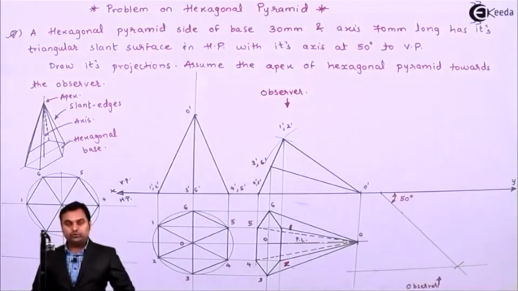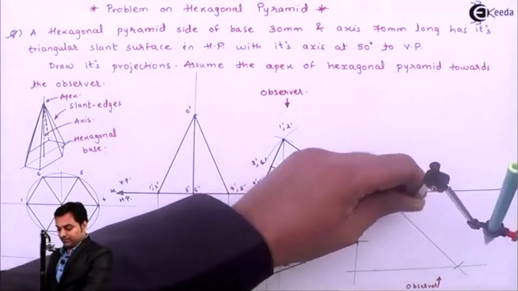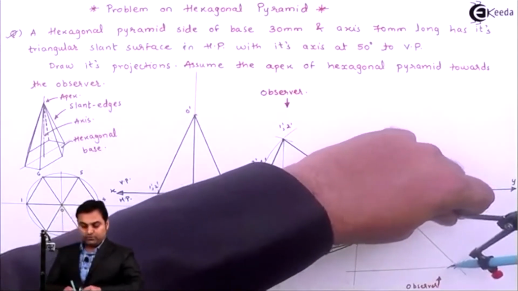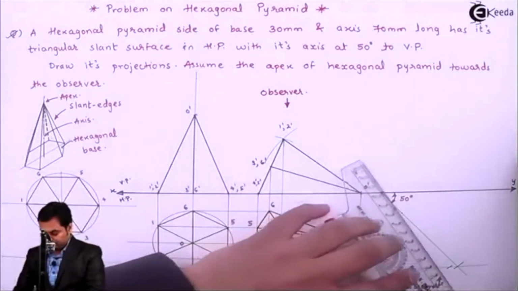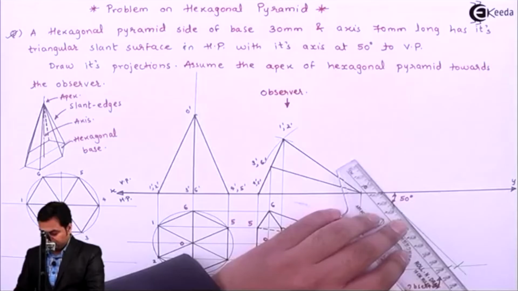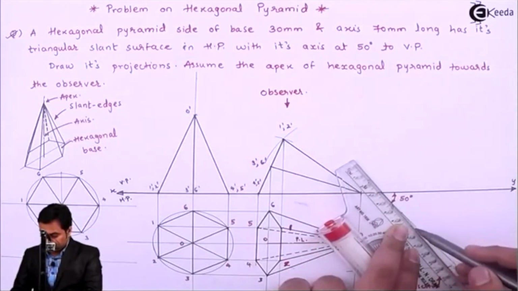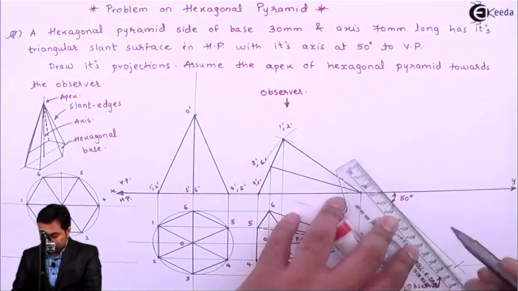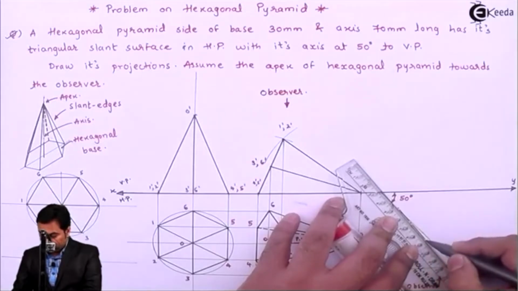It means here I have to use this procedure. I am measuring the apparent length of the axis, keeping the point here and marking over this line which I am getting here. So here the axis length has shifted. This is the original axis. So the inclination of the axis has changed, and that is for the apparent length of the axis, which we are getting from the top view.